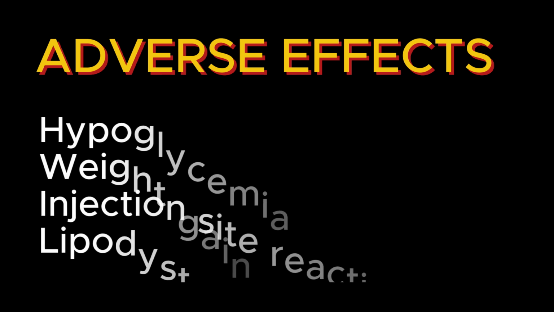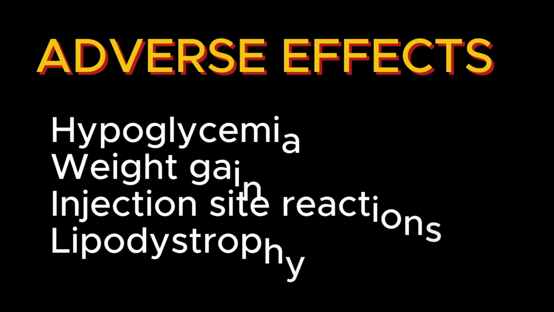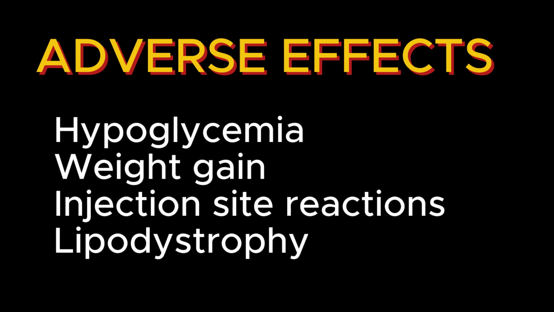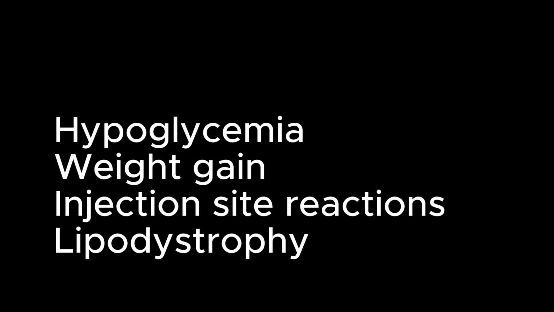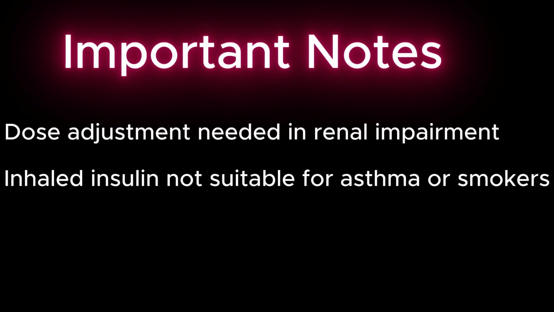Now the adverse effects. The most common and serious adverse effect of insulin is hypoglycemia. Others are weight gain, injection site reactions, and lipodystrophy. Rotating the injection site can reduce lipodystrophy. It is important to do dose adjustment in renal impairment. And the second thing, inhaled insulin is not suitable for asthma and smokers.